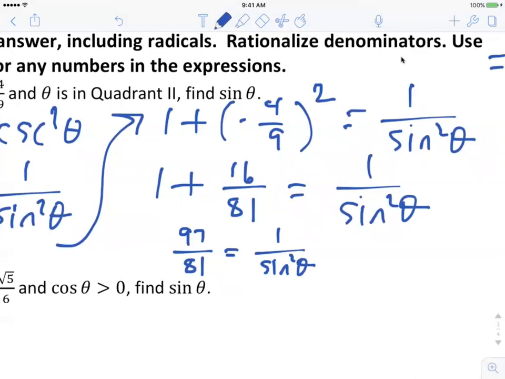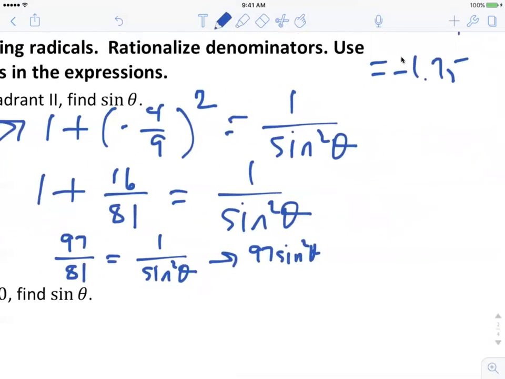And then I can cross multiply maybe if I have two fractions equal to each other. So I have 97 sine squared equals 81 times 1. All right, it's getting a little sloppy. I'll clean this up and write it better in my completed notes. And then I would divide both sides by 97. So 81 over 97.